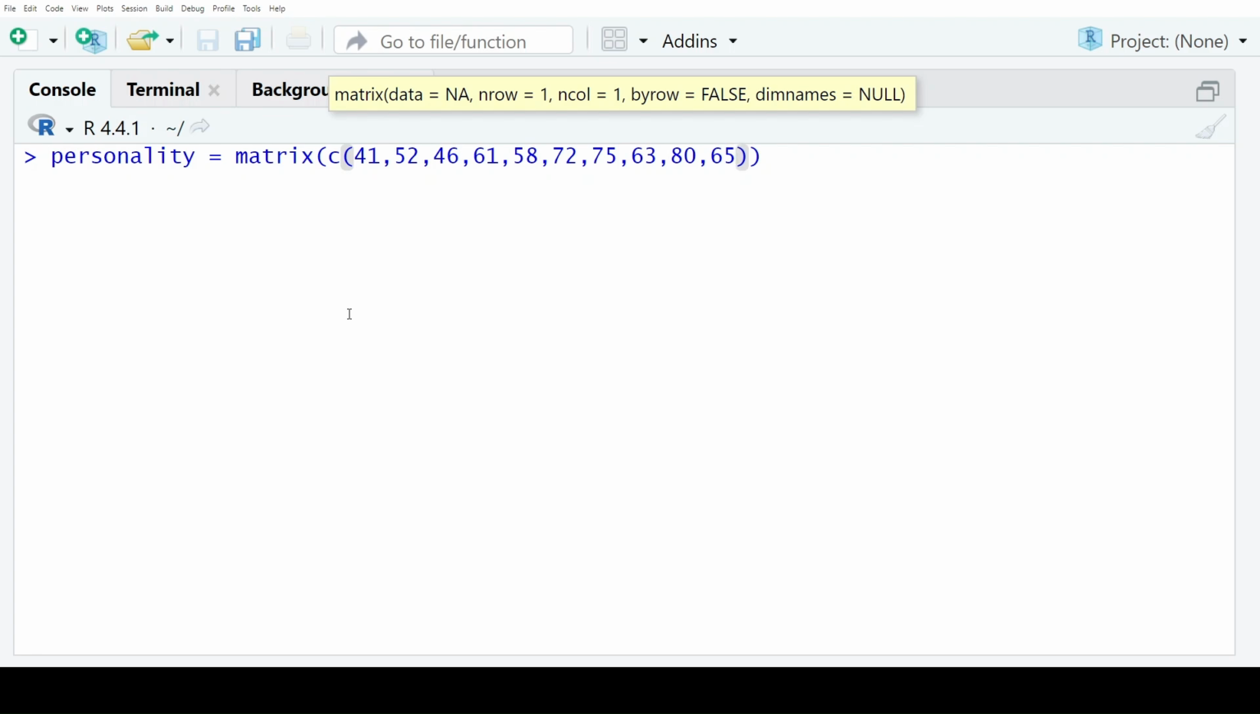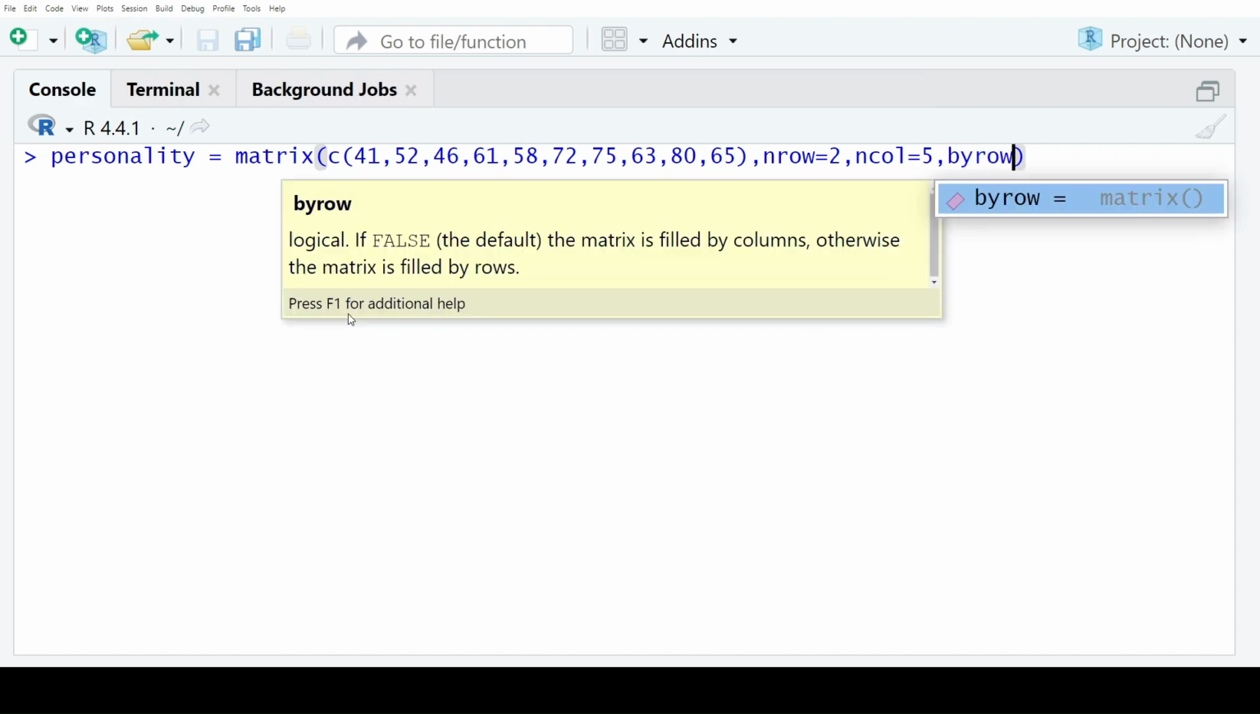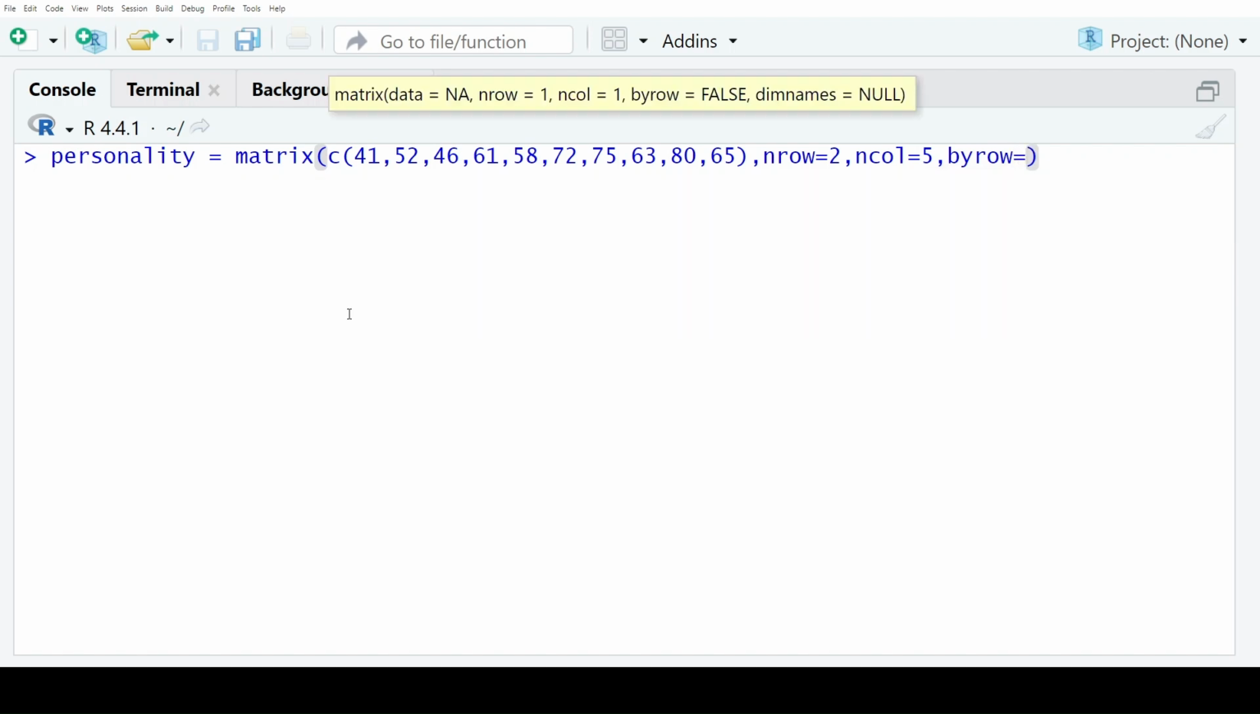So now I typed in all the columns. You then tell it the number of rows. We had 2 rows. And you tell it the number of columns. We had 1, 2, 3, 4, 5 columns. And then you just have to say by row. By row equals. Now I went left to right, so by row will be true. If you went up and down, then by row would be false.